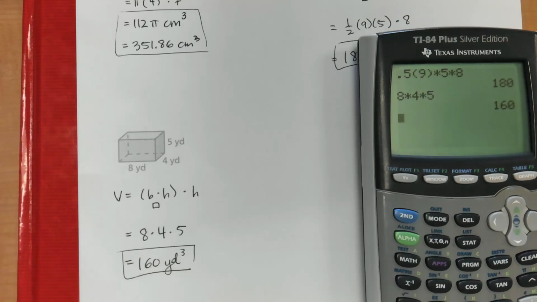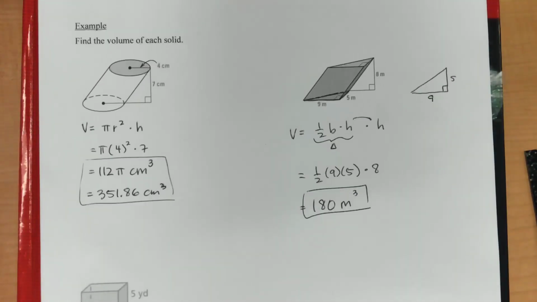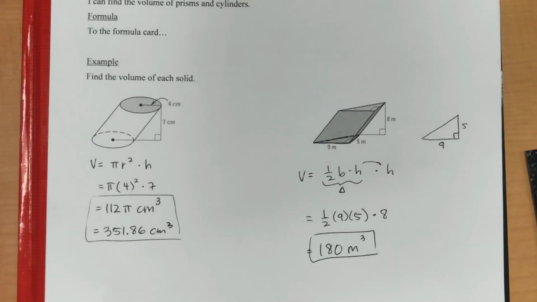So those are your volume formulas for today. Prisms and cylinders, again, quite a bit easier than surface area, but make sure you do have your formula card filled out with the top 4 boxes.